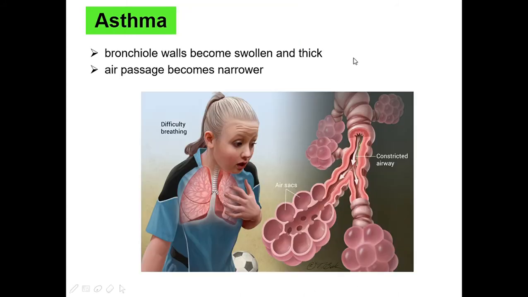Okay, last but not least is asthma. It is a respiratory disease. In asthmatic patients, the bronchial walls become swollen and thick. So this will narrow the air passage, leading to difficulties in breathing and causing breathlessness.